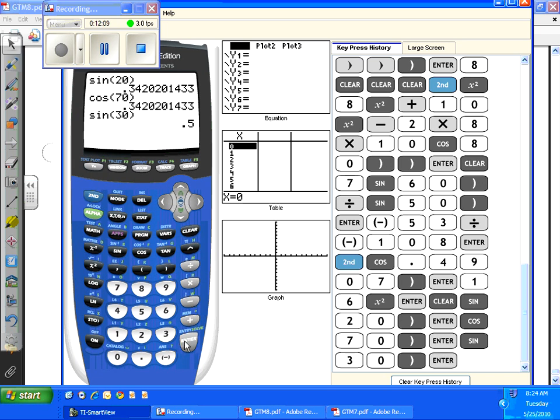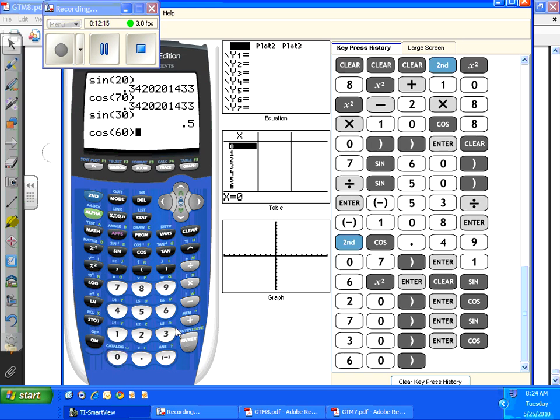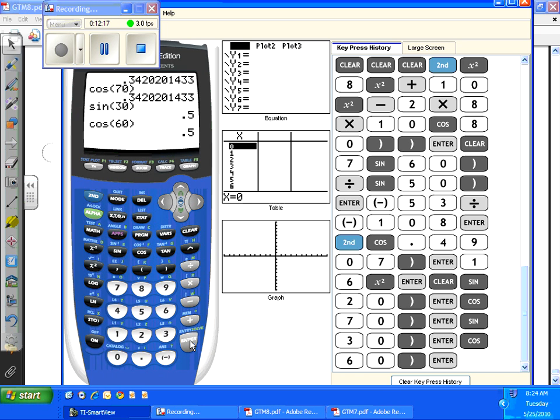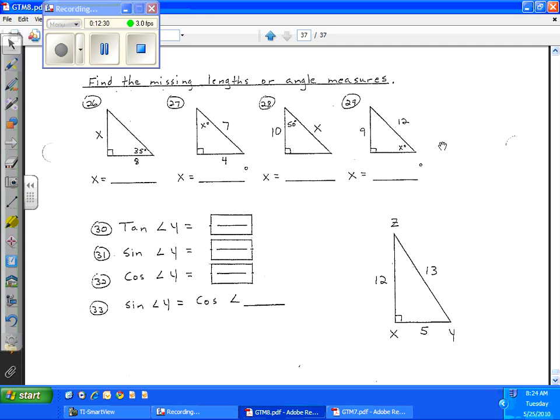What's the complement of 30? Well, it would be 90 minus 30, which is 60. So cosine 60 should be the same as sine 30. See? So the sine of an angle is equal to the cosine of its complement.